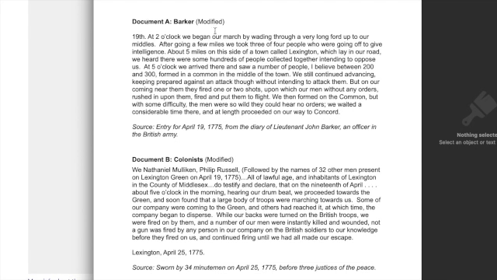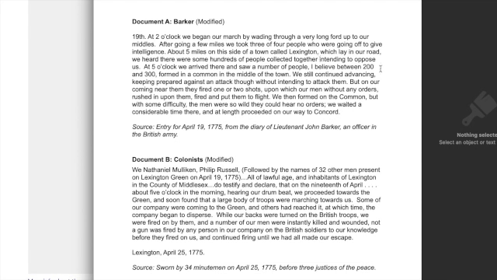So you've got document A. 19th, at 2 o'clock, we began our march by wading through a very long ford up to our middles. After going a few miles, we took 3 or 4 people who were going off to give intelligence. About 5 miles on this side of a town called Lexington, which lay in our road, we heard there were some hundreds of people collected together, intending to oppose us. At 5 o'clock, we arrived there and saw a number of people, I believe between 200 and 300, formed in a common in the middle of the town. We still continued advancing, keeping prepared against an attack, though without intending to attack them.